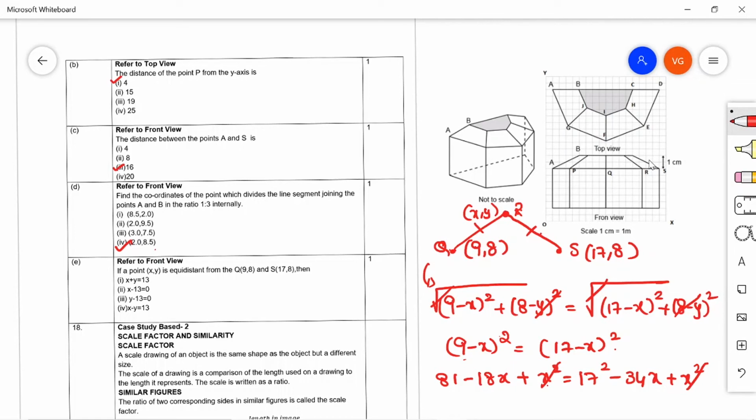At this point itself you can select the option. The first option given is x plus y is equal to 13. In this equation there is no y term. The y term got cancelled, so option A is not correct. X minus 13 is equal to 0 is a possibility. Y minus 13 is equal to 0 has no y term itself in our equation, so no need to select option 3 also. Then option 4. Options 1, 3, 4 have the term y, but here, though you simplify, there is no y term.